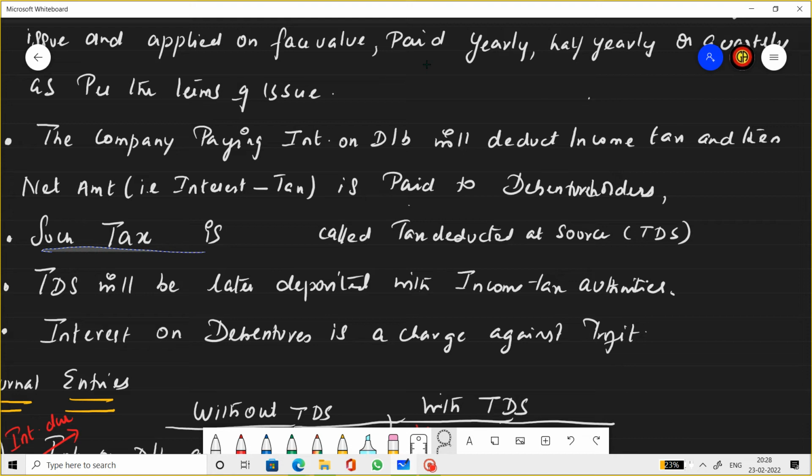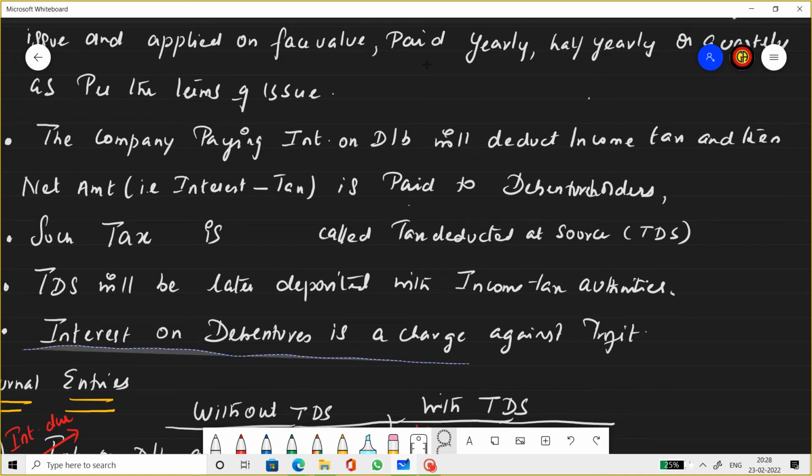And such tax is called tax deducted at source. Source means the place where the income is generated. So the income is generated from the company, which deducts the tax and pays the debenture holder. The TDS which has been deducted will later be deposited with the income tax authorities by the company on behalf of the debenture holder.